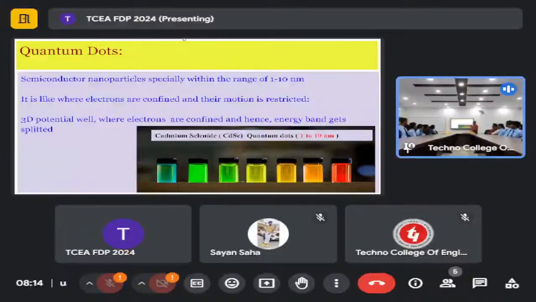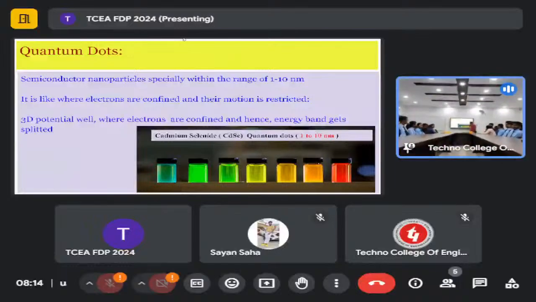Like quantum dots, you may have carbon dots. You might have heard about carbon dots. Carbon dots are very luminescent particles, but they are not quantum dots. They are not semiconductor nanoparticles. Carbon dot is totally different from quantum dot. Quantum dots are nothing but the semiconductor nanoparticles in the range of 1 to 10 nanometers, where the energy band gets split. We may have discrete energy levels.